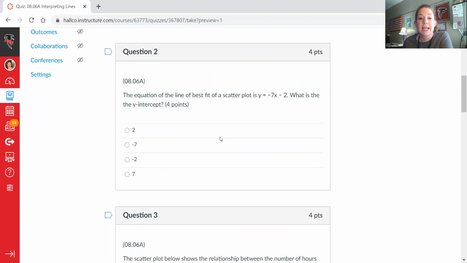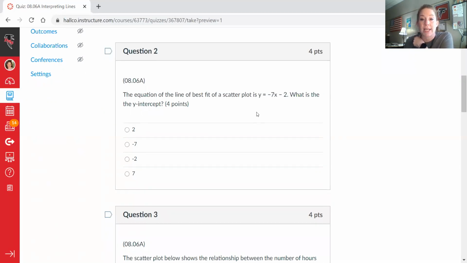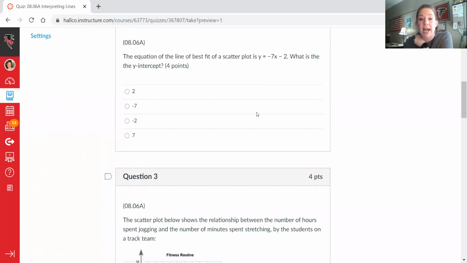The equation of the line of best fit of a scatter plot is y equals negative 7x minus 2, a negative correlation. What is the y-intercept? Well, the y-intercept is the number that stands by itself. It's the constant. So if negative 7 is being multiplied by x, negative 7 is the slope, which means that negative 2 has to be the y-intercept. So that's where your line crosses the y-axis.